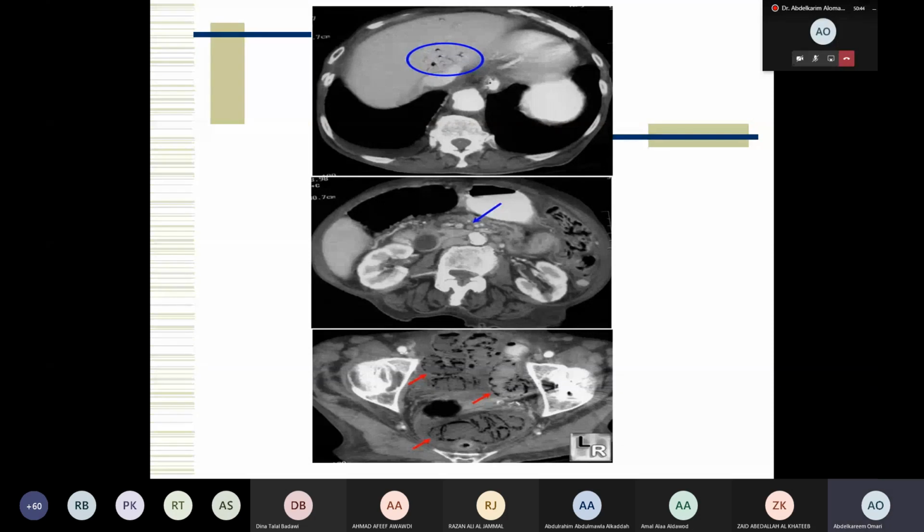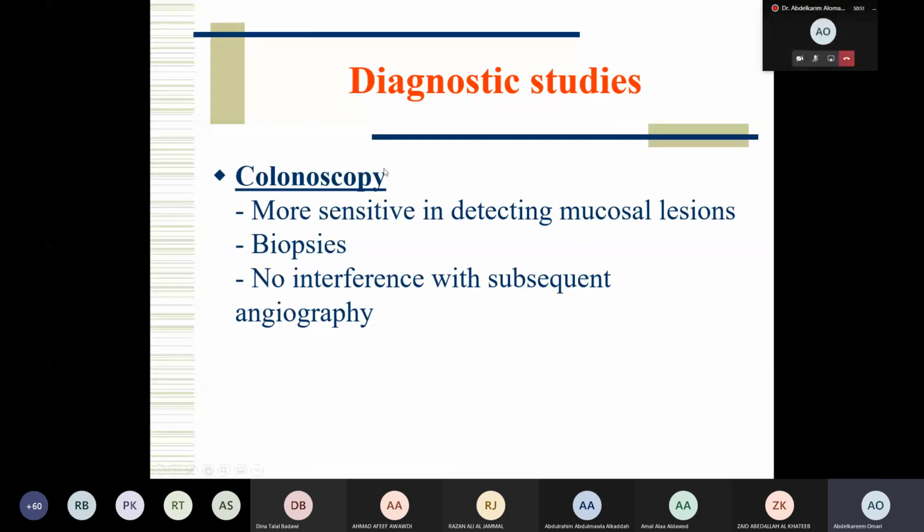طبعا diagnostic studies كمان اذا بنسوي كولونوسكوب more sensitive in detecting mucosal lesions. اذا في الميوكوزا بنشوفها صارت زرقاء على سواد، وممكن هاي بتفيدنا diagnostic studies. ممكن ناخذ بايوبسيز. No interference with subsequent angio, it does not interfere with the subsequent angiogram اللي احنا رايحين نسويه.